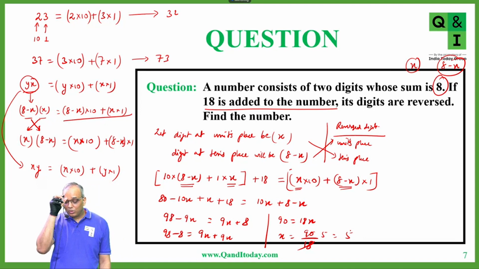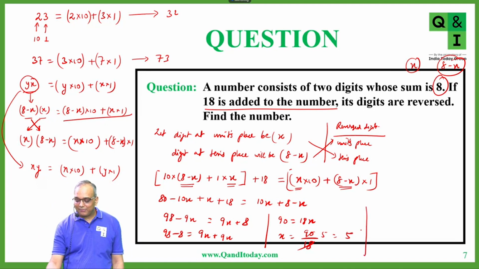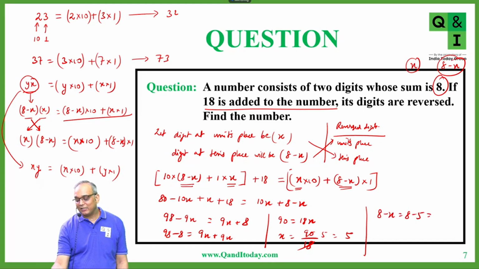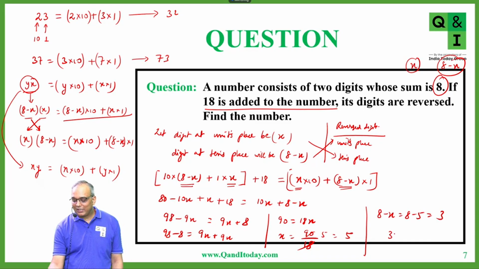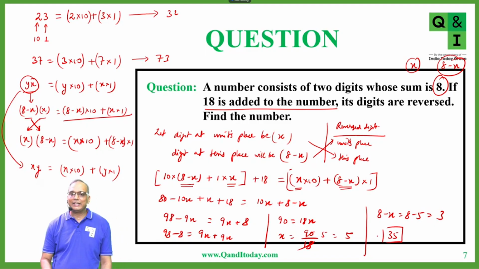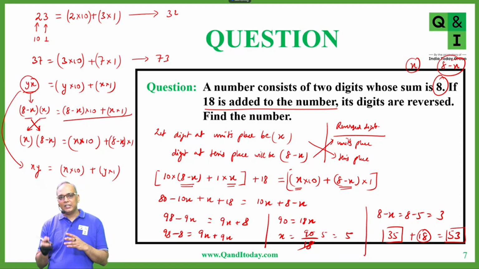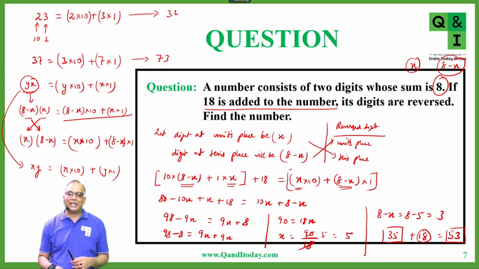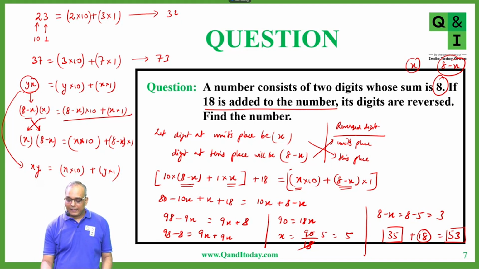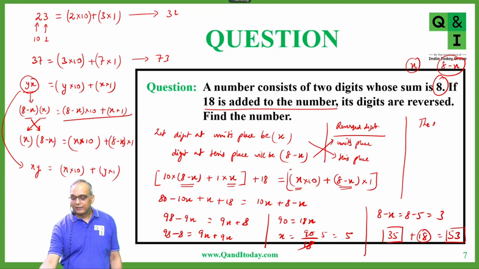So now I know that one of the digits in the original number, the units place, is 5. The tens place is 8 minus x, that is 8 minus 5, that is 3. So my original number is going to be 35, because at tens place I have 3 and units place I have 5. Now if I add 18 to this, I will get a number whose digits are reversed. 35 plus 18 is 53. So the digits get reversed, and we have checked our answer as well. Is it clear? Okay, sir. Yes, sir. So the required number is equal to 35.